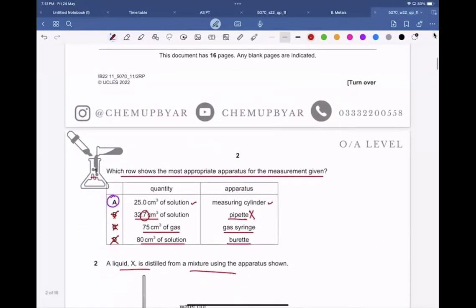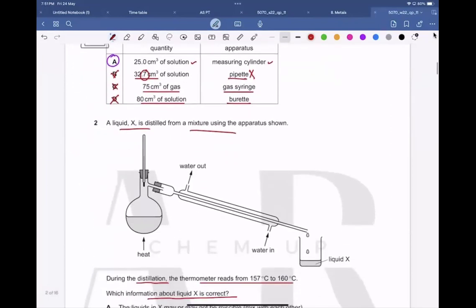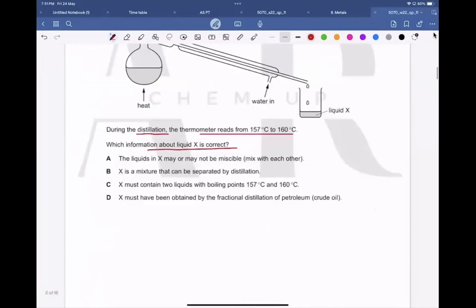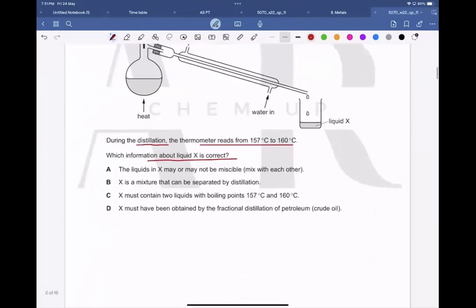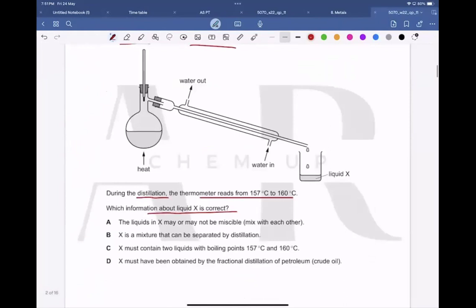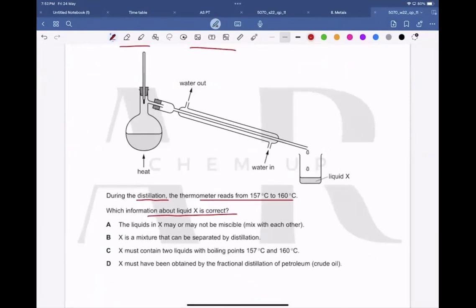No, because measuring cylinders are of 10 centimeter cube, 20 centimeter cube, 25 centimeter cube, 30 centimeter cube, 35 centimeter cube. So there are multiple ranges of measuring cylinders, okay? That there are multiple ranges of measuring cylinders from 10 till 100 centimeter cube or even bigger than that. We have 10, 20, 25, 30 centimeter cube capacity, different measuring cylinders.